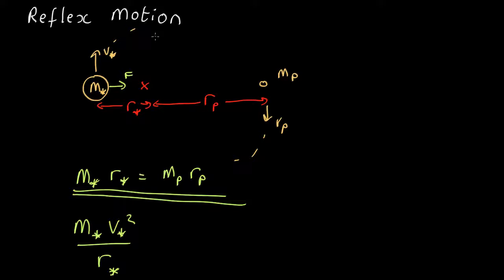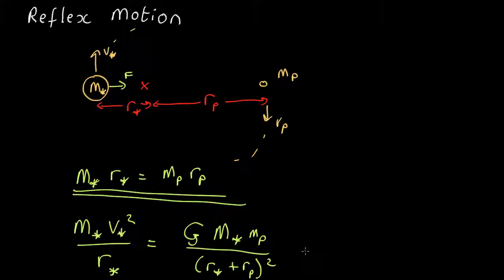So there must be a force towards the center of the circle acting on the star to make it go in a circle, otherwise it would keep going in a straight line or fly off on an ellipse or some other path. And that must be supplied by gravity. So gravitational force given by Newton's law of gravity, G m star m planet over the total distance between them, which is r star plus r planet, all squared.